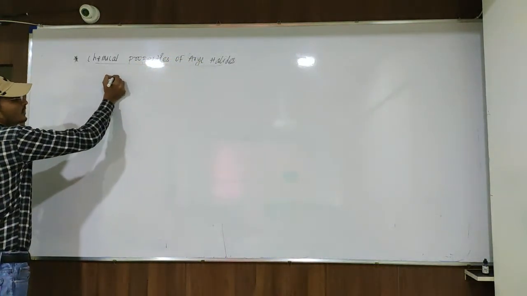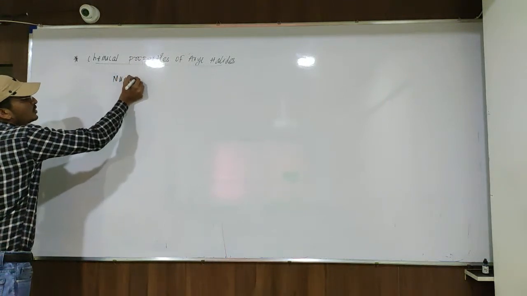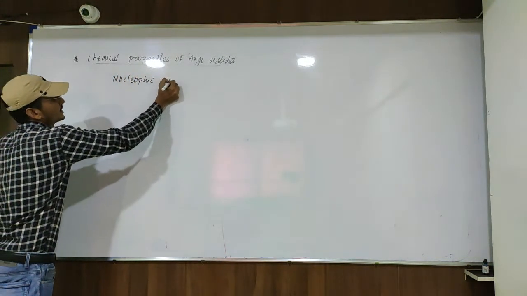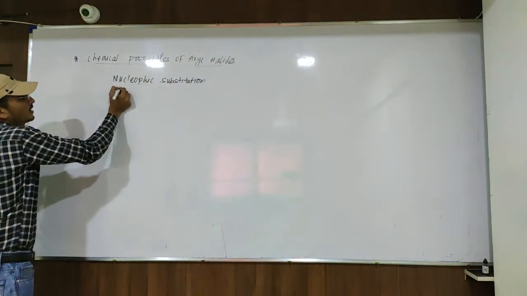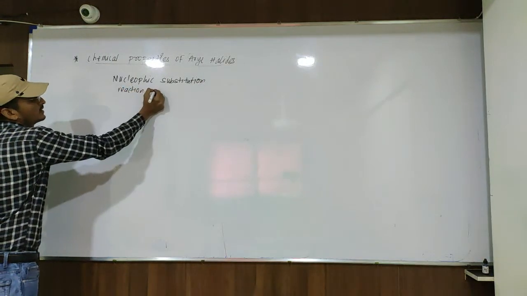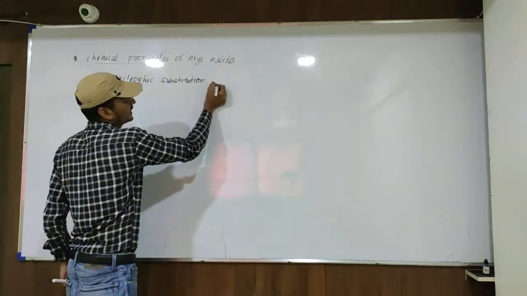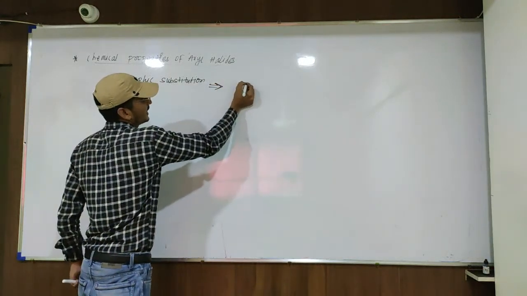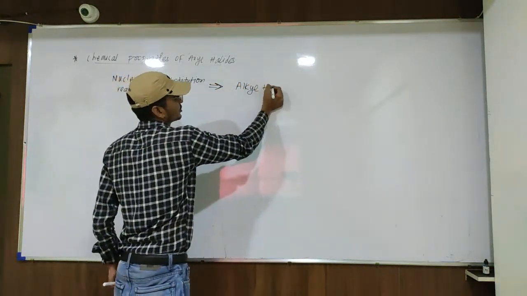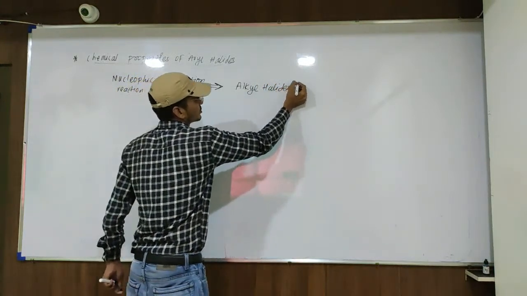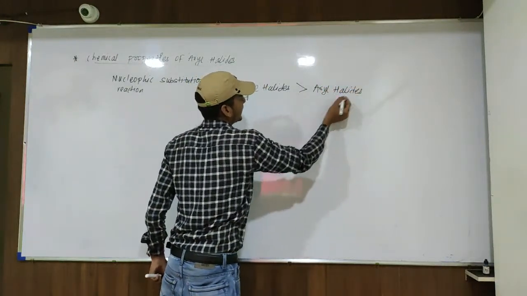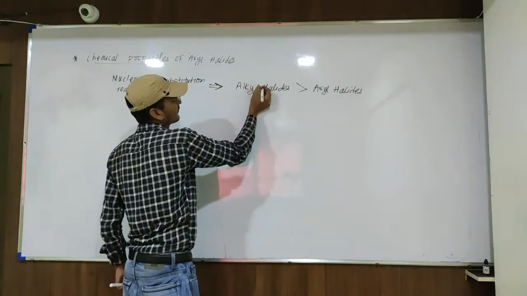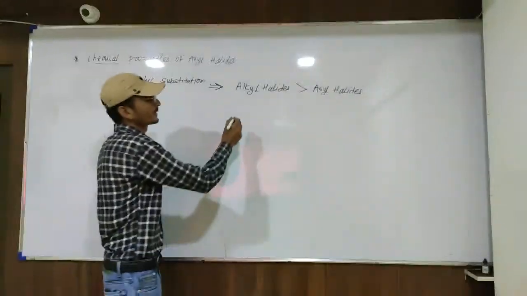So what about the order of nucleophilic substitution reaction? In the first case we see the nucleophilic substitution reaction, in which alkyl halides show faster nucleophilic substitution reaction than aryl halides. So why does this happen here?